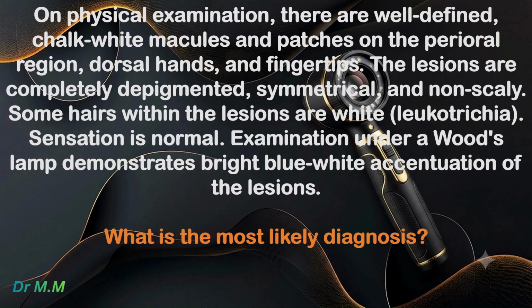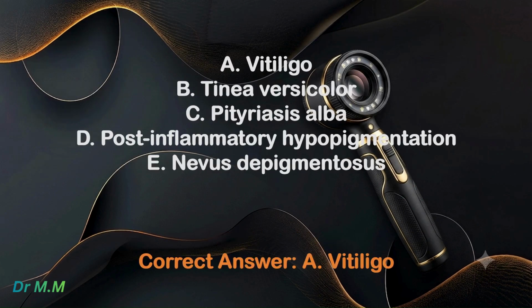On physical examination, there are well-defined, chalk-white macules and patches on the perioral region, dorsal hands, and fingertips. The lesions are completely depigmented, symmetrical, and non-scaly. Some hairs within the lesions are white, leukotrichia. Sensation is normal. Examination under a Wood's lamp demonstrates bright blue-white accentuation of the lesions. What is the most likely diagnosis? A. Vitiligo. B. Tinea versicolor. C. Pityriasis alba. D. Post-inflammatory hypopigmentation. E. Nevus depigmentosus.